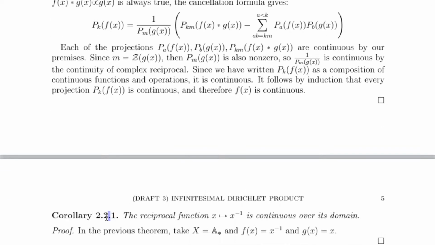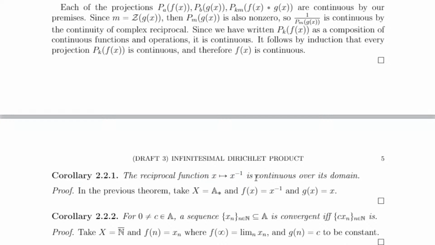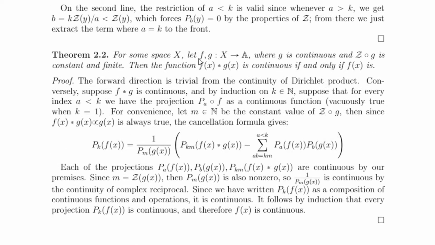Our first corollary is the most fun. It's the simplest one. The reciprocal function, the function which takes x and maps it to the multiplicative inverse of x, is continuous over its domain. Remember, its domain is A star, the set of units. In order to prove that the reciprocal function is continuous, we can just take this theorem and figure out what values we want to plug into it.